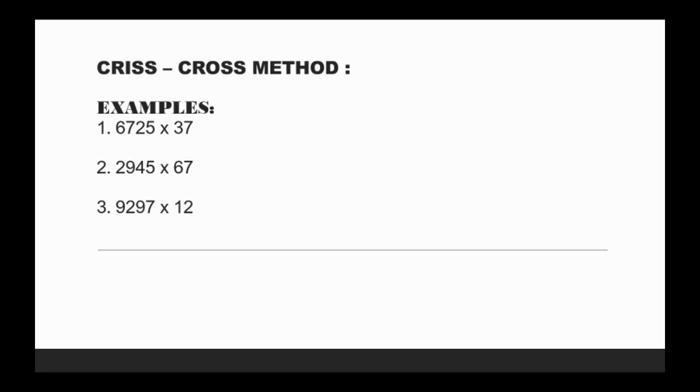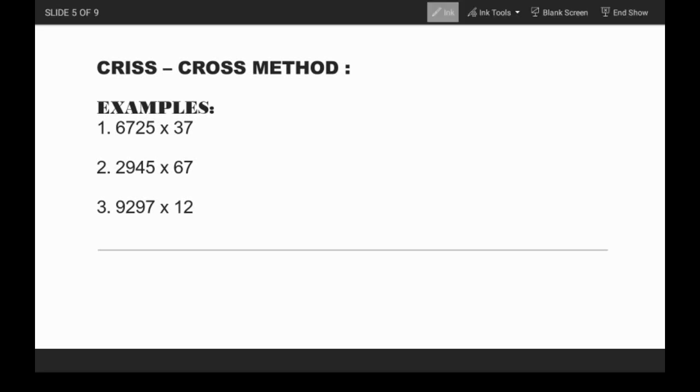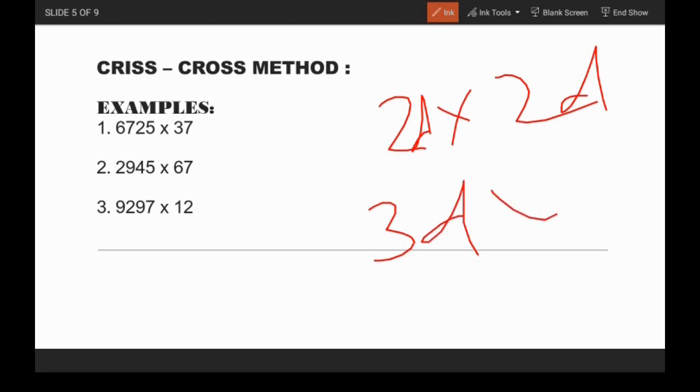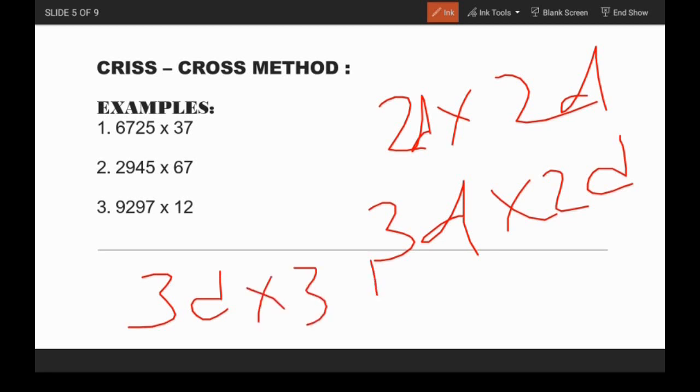In this crisscross method we have discussed two parts, part 1 and part 2, where we have discussed methods like how to solve 2d into 2d, 3d into 2d, and 3d into 3d. We have discussed how to do these types of multiplications.